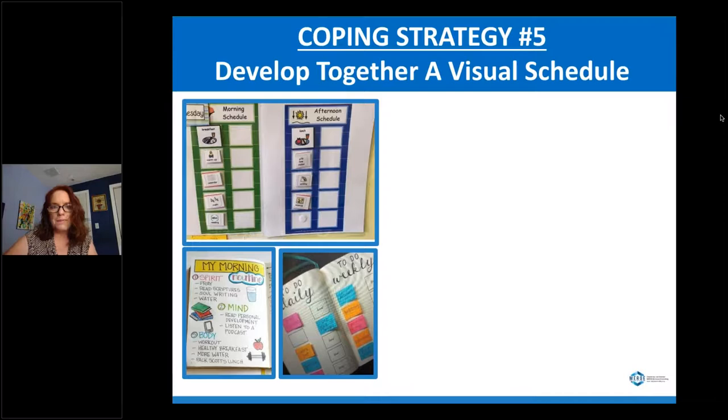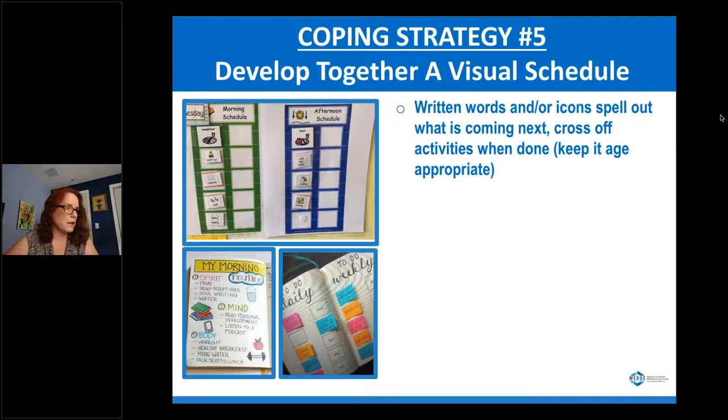And my number five strategy is to develop together a visual schedule. This is a great suggestion for all, especially during these times. Especially if you are a parent and you have been homeschooling, and hopefully school's wrapping up now, and then summer's coming, so we're into a whole new realm, and what are we going to be doing? Summer has a whole different schedule to it.